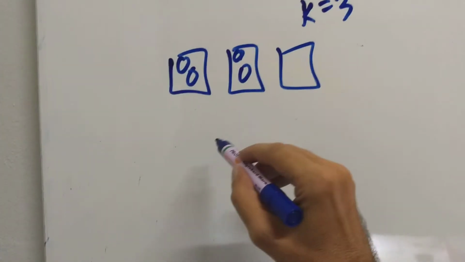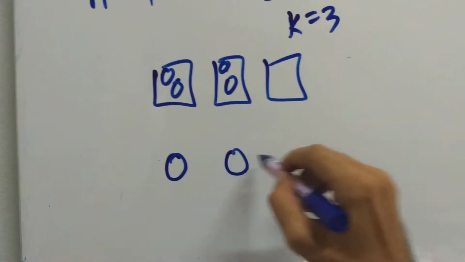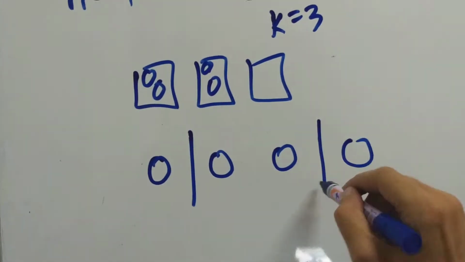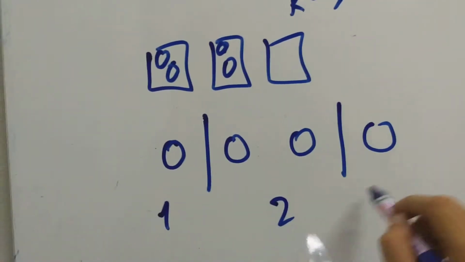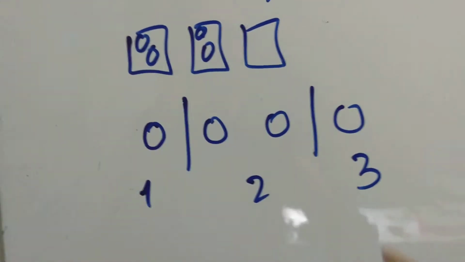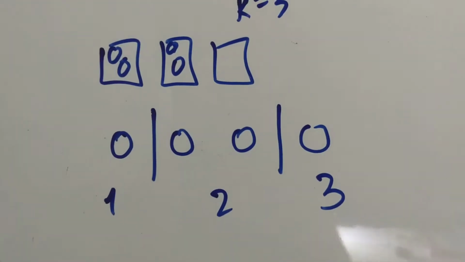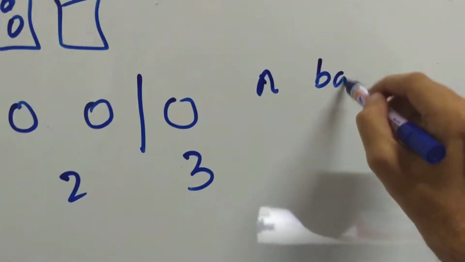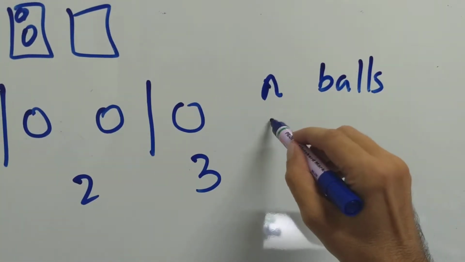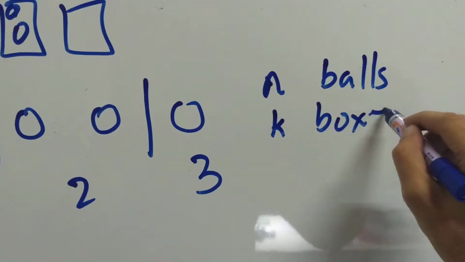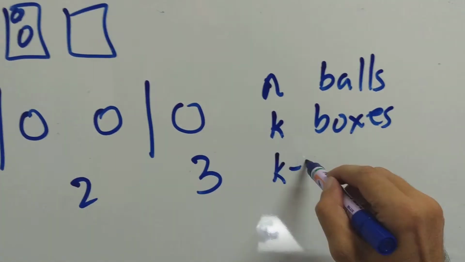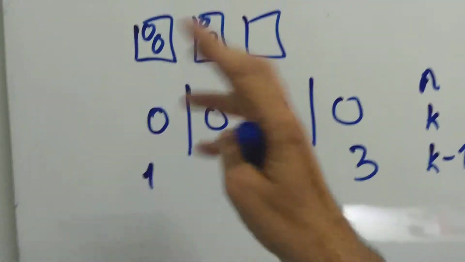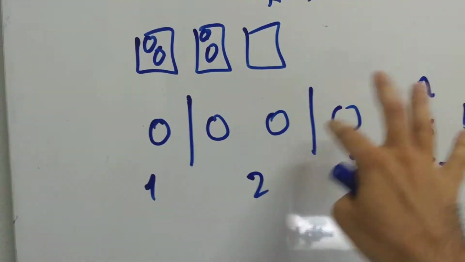Well, here's a way to think of it. We take 4 balls, and if we take 2 bars, then we can separate the 4 balls into 3 groups, which correspond to the 3 boxes. Now notice I have N balls, 4 balls, and I have K boxes. And to make K boxes, I need K minus 1 bars. I can permute these symbols all over the place.